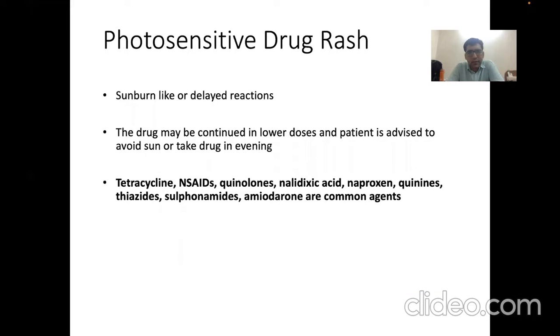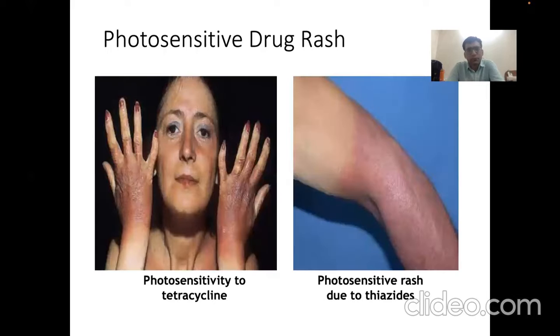Photosensitive drug rash presents with a sunburn-like reaction. The drug may be continued in low doses, and the patient is advised to avoid sun. Drugs can be NSAIDs, quinolones, naproxen, which are phototoxic drugs. Also, tetracyclines, amiodarone. Seen characteristically on photo-exposed parts due to tetracycline, doxycycline, and also due to thiazides.